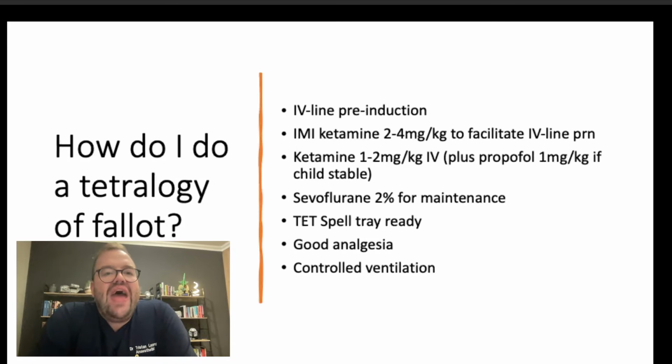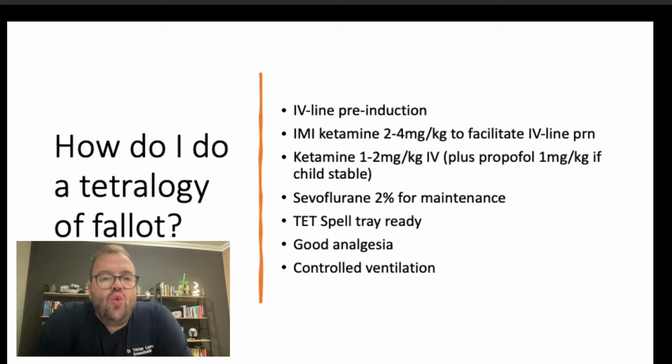How do I do a tetralogy of Fallot? We do an IV line pre-induction, okay, always. I give them IM ketamine, 2 to 4 milligrams, to facilitate putting in the IV line if needed. I then give ketamine 1 to 2 milligrams per kilogram IV, and I only add propofol 1 milligram per kilogram if the child is quite well and their SATs are above 70%. I only use sevo maximum 2% for maintenance.